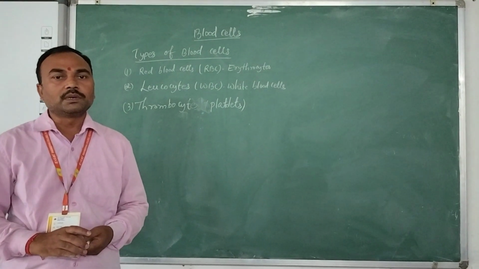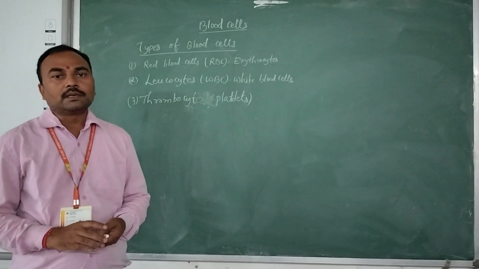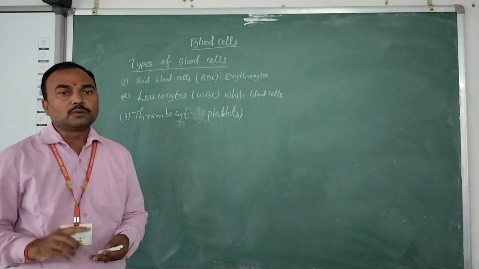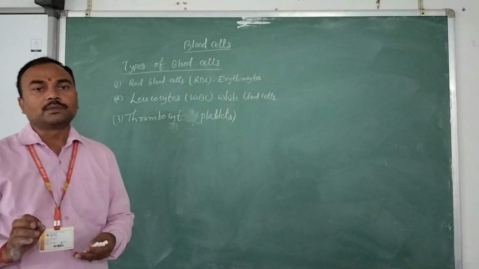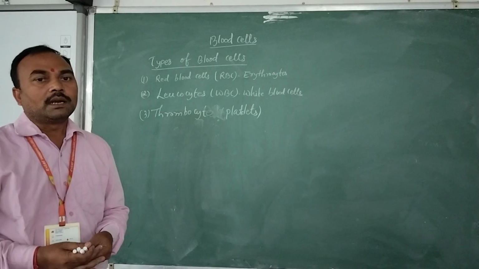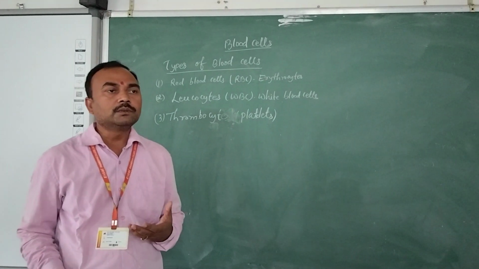What is blood? Blood is a connective tissue present in our body, and the main function of blood is to transport oxygen and nutrients all over the body. So blood is a connective tissue, and a group of cells is called a tissue.